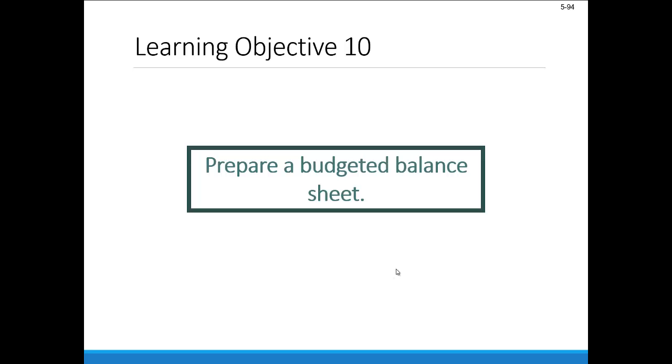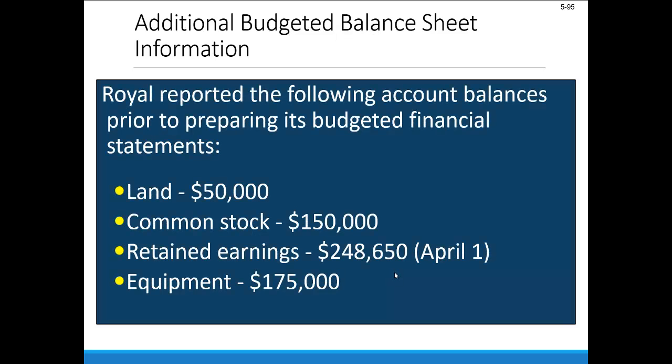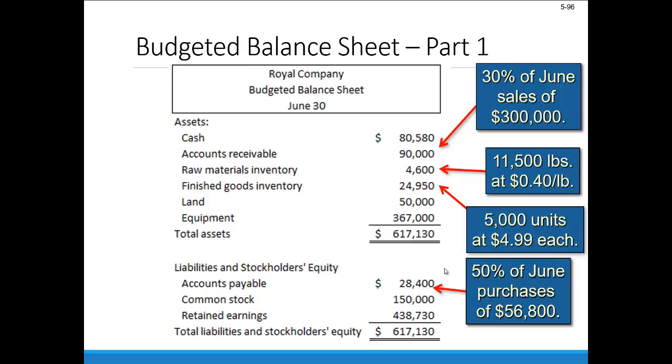Then finally, we'll put together a budgeted balance sheet, that point in time projection of our financial position. And we're going to need all the other component budgets plus a little bit more information here. So for Royal, let's assume that we've got the following things from our historical financial statements. We had land on the books at $50,000, common stock at $150,000, retained earnings equity account $248,650, and then equipment $175,000.